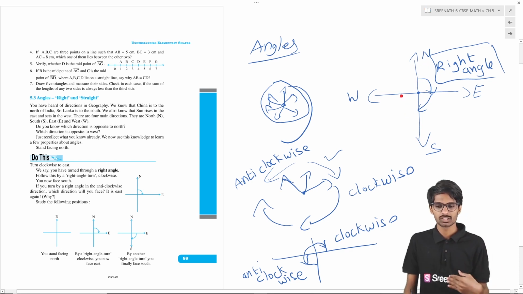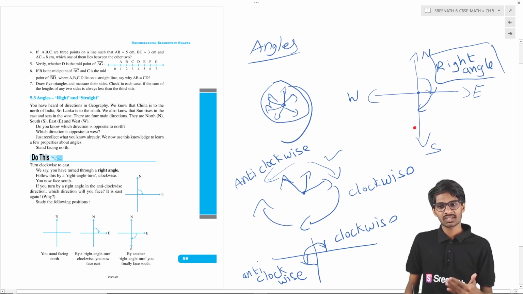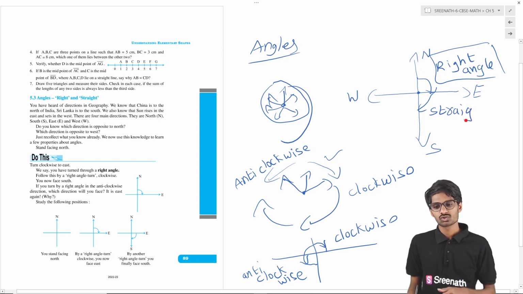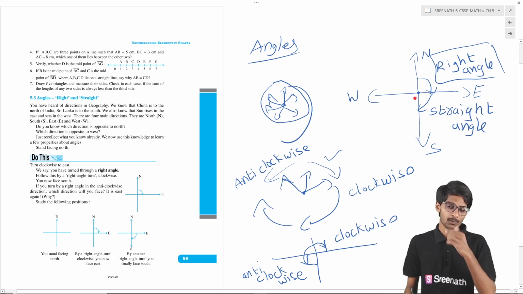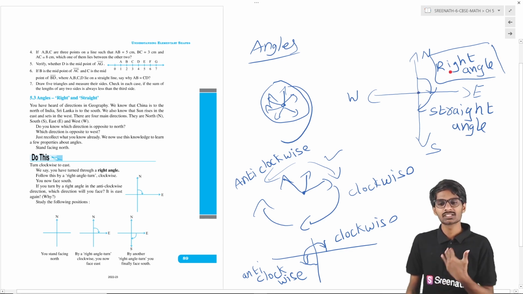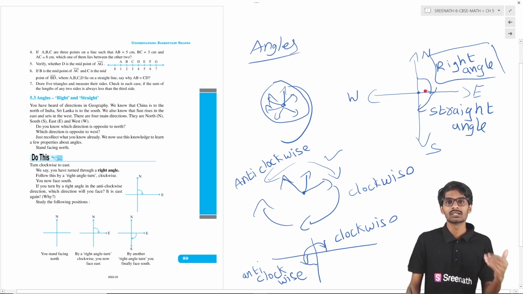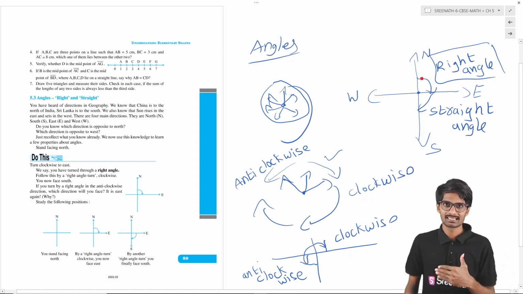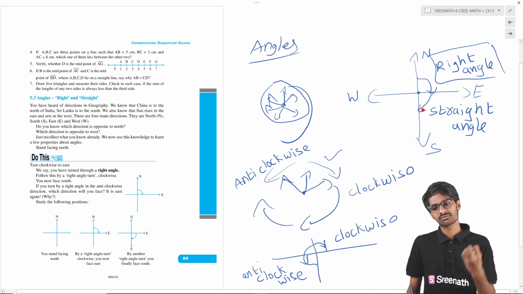It is quite opposite. So we call this entire turn from north direction to south direction, which is like a straight line, a straight angle. What is it? Straight angle. So we can say that two right angles make one straight angle. If you want to get one straight angle, you have to move two right angles.